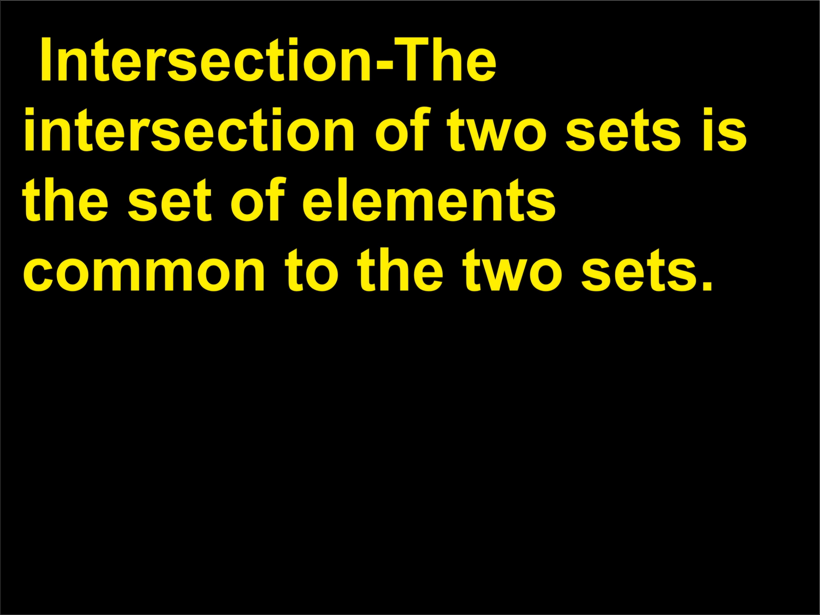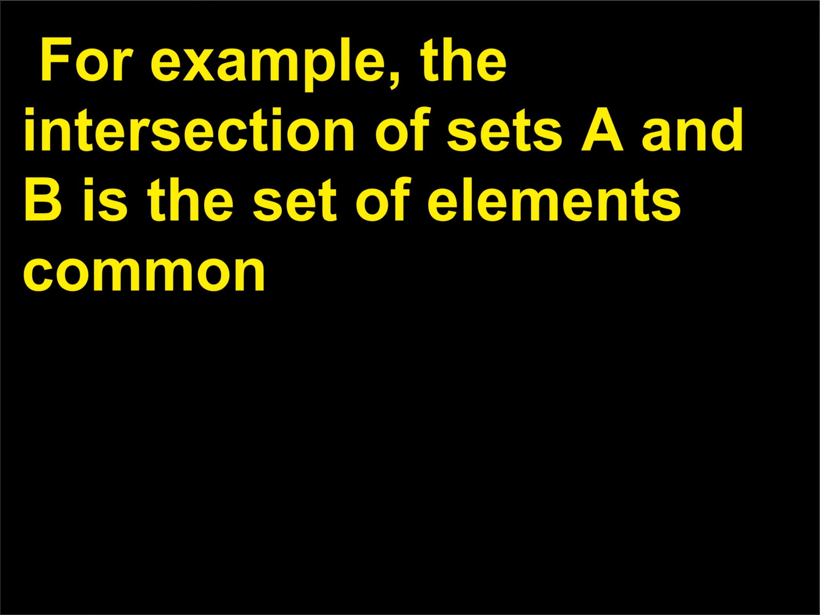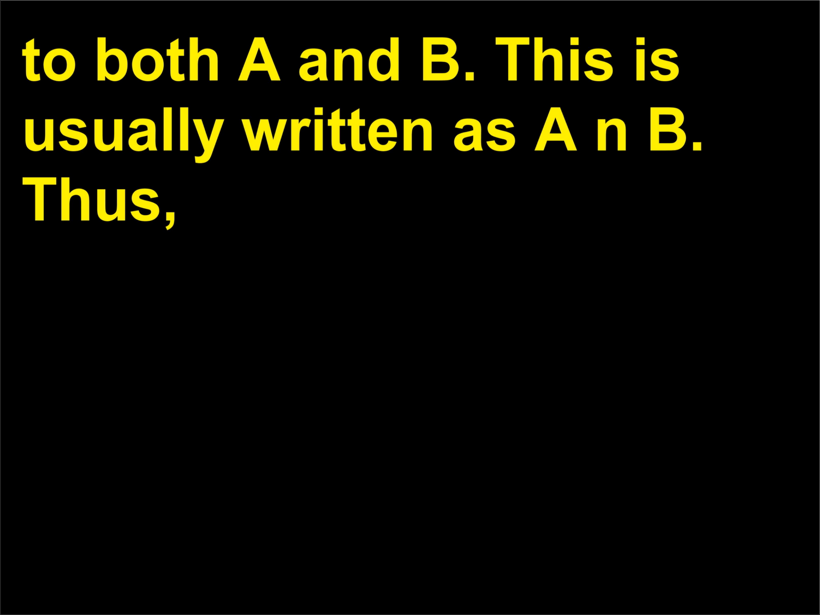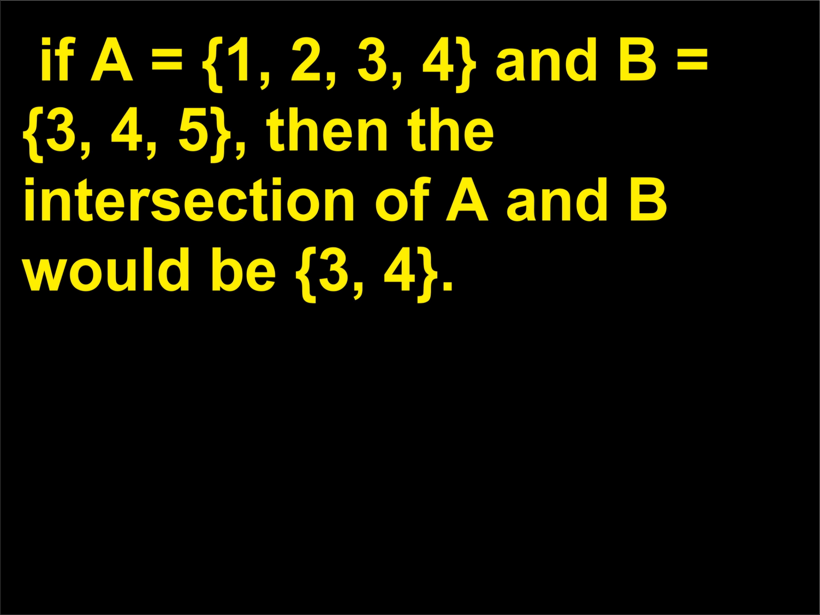Intersection. The intersection of two sets is the set of elements common to the two sets. For example, the intersection of sets A and B is the set of elements common to both A and B. This is usually written as A ∩ B. Thus, if A equals {1, 2, 3, 4}, and B equals {3, 4, 5}, then the intersection of A and B would be {3, 4}.